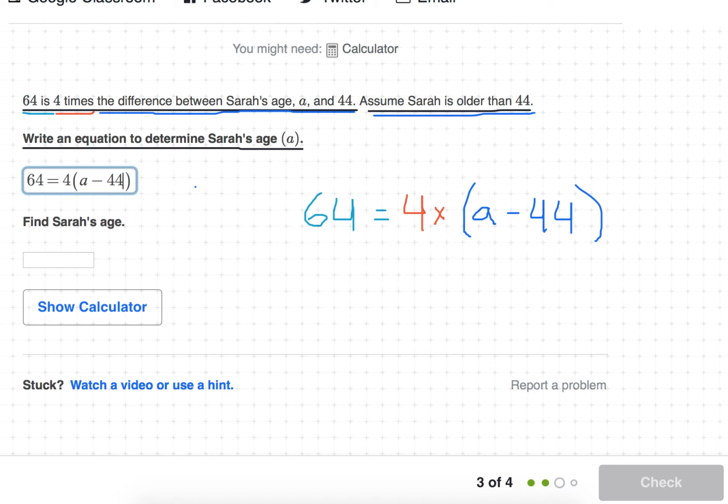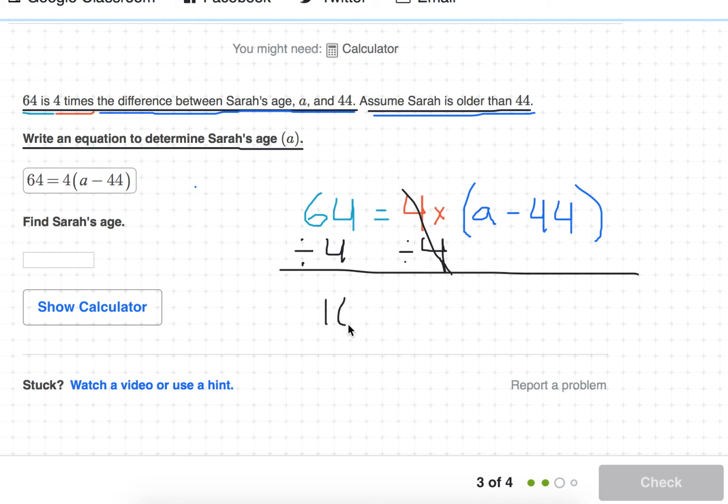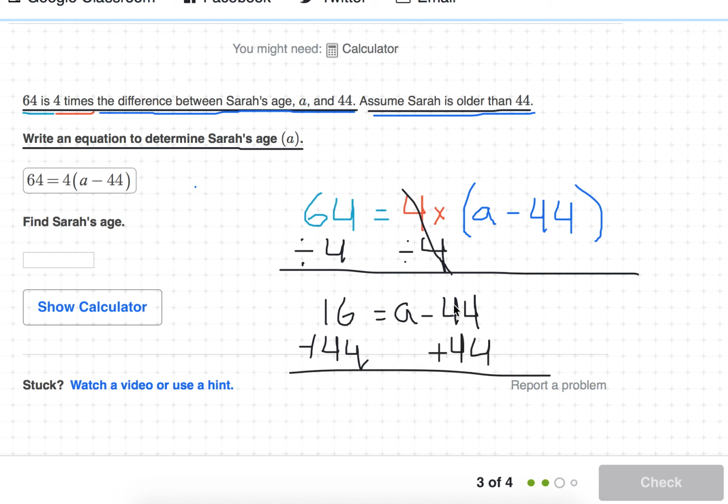Find Sarah's age. Well, let's divide both sides by 4 to get rid of this 4 in front of the parentheses. We get 16 equals A minus 44. Now we can add 44 to both sides. Because if A minus 44 is 16, then A is 16 plus 44. And we get that Sarah is 60 years old.